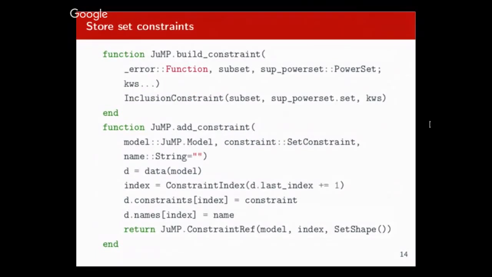Now, when the user uses the macro, you will go to build constraint. You will receive this set inside a power set. Again, JuMP will not recognize this because it doesn't know this type. And so what you do is you create a constraint object, just like I explained in the tutorial yesterday. So you create an inclusion constraint with some set and then the other set. And then when you call add constraint, again, JuMP will not recognize this. It only knows scalar and vector constraints. And what you'd like to do is, it actually depends.